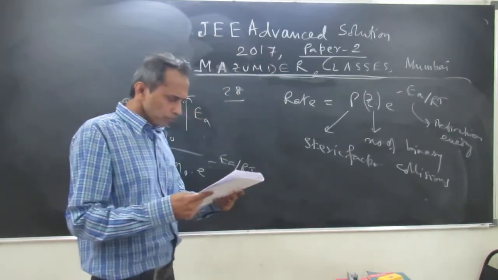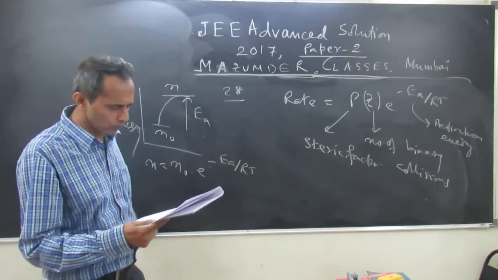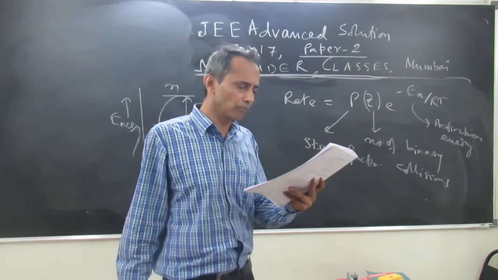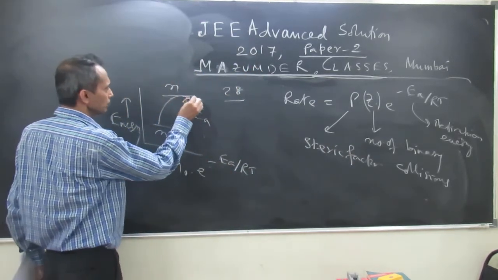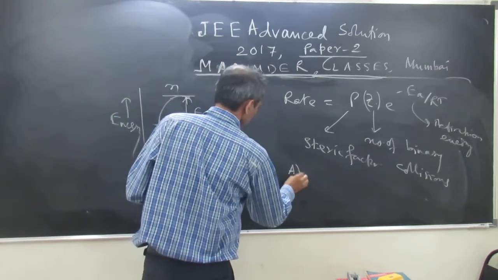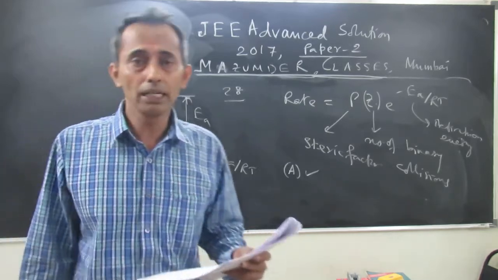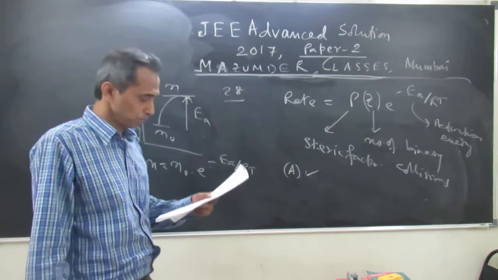Now, the first option. They are saying the correct options among the following are: the activation energy of the reaction is unaffected by the value of the steric factor. Yes, activation energy is a fixed quantity, it cannot change. So therefore A is correct, that activation energy cannot be disturbed by the steric factor or the probability factor.